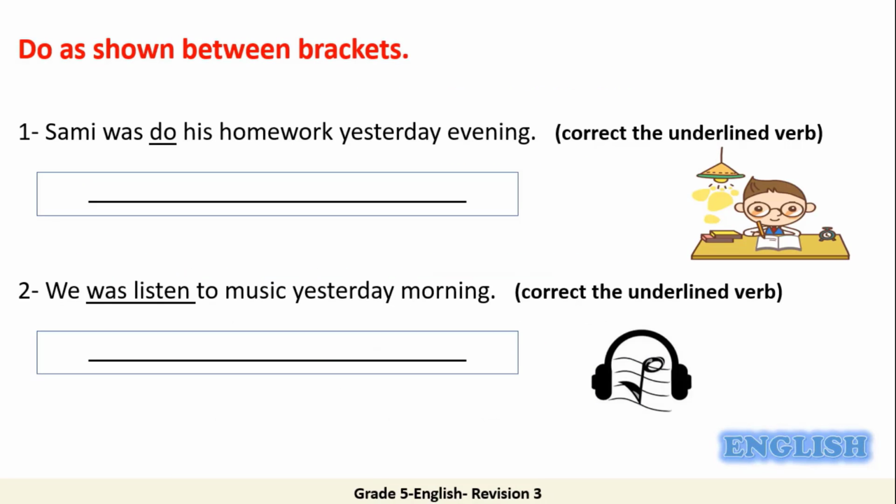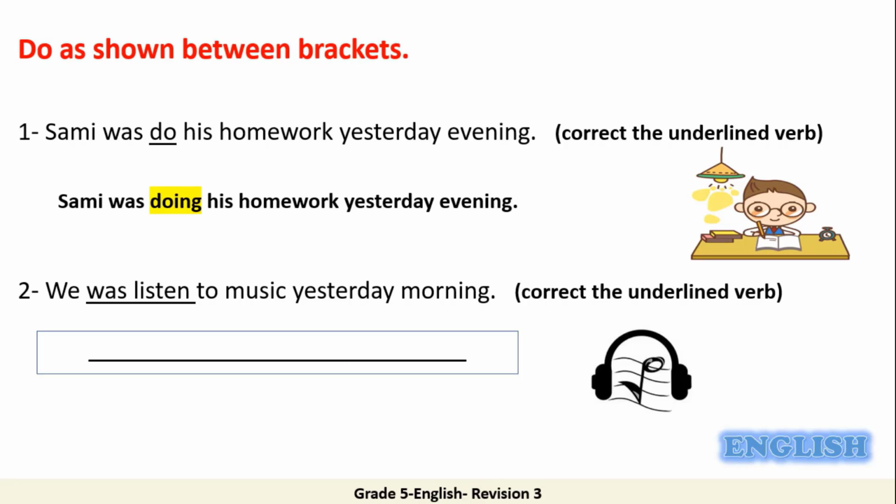Now you are going to do as shown between brackets. Let me help you to do the first one. Number 1. Sammy was doing his homework yesterday evening. Here you have to correct the underlined verb. So the answer will be Sammy was doing his homework yesterday evening. Here after the verb to be was, we have to add ing to the main verb. Now it's your turn. You can stop the video and do the task. Go on.